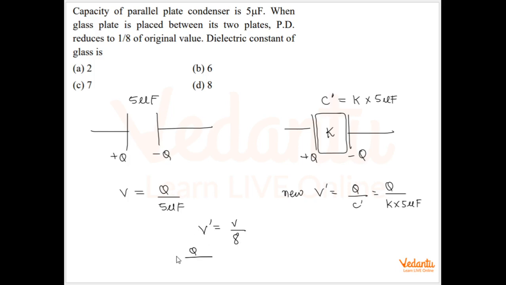So Q divided by K into 5 microfarads is nothing but 1 by 8 into Q by 5 microfarads. Here, everything else will get cancelled out and K will just be 8. Option D would be the correct answer. I hope you guys understand.